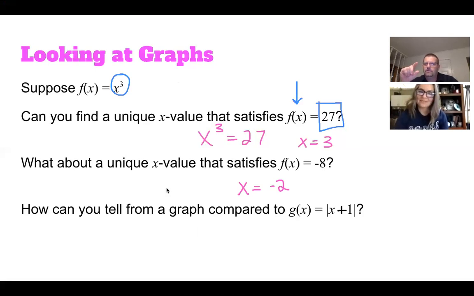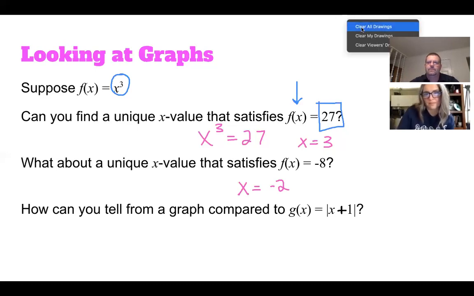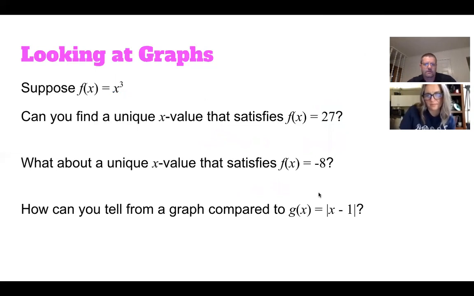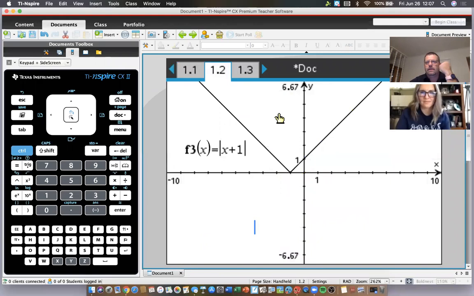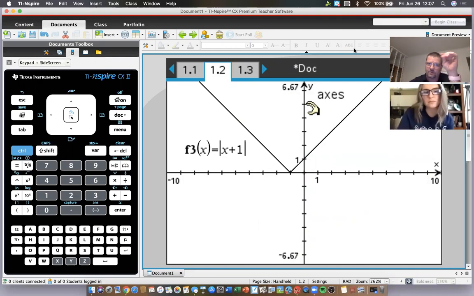Okay. So what I want to do is compare the graph of x cubed to that one we did before that we said didn't have an inverse. I guess I didn't need to write that, since I'm about to clear this all out anyway. So let's go back to the calculator. Look at the next page here. Here is the graph of the absolute value of x plus 1. This is the one we did where, when we plugged in 4 and -6, we got the same thing.